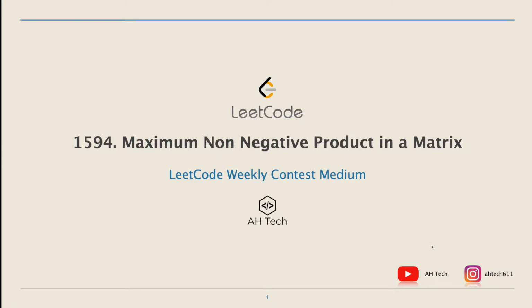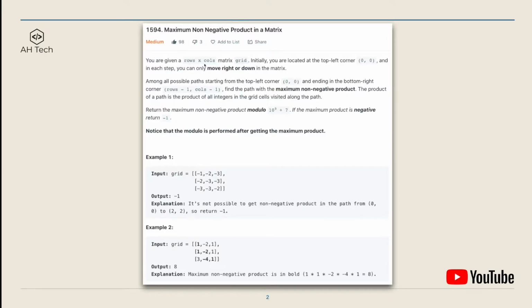Today let's solve the contest question, maximum non-negative product in the matrix. The question statement: given a matrix grid, initially we are standing at the top left corner, and each step we're only allowed to move right or down in the matrix. Among all possible paths starting from the top left corner and ending in the bottom right corner, we have to find the path with the maximum non-negative product.